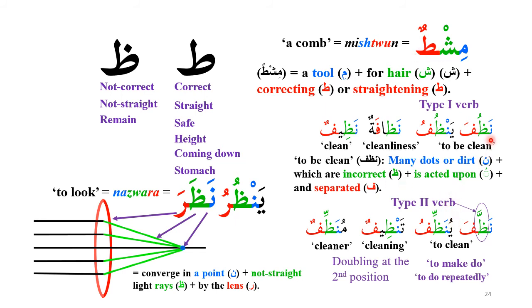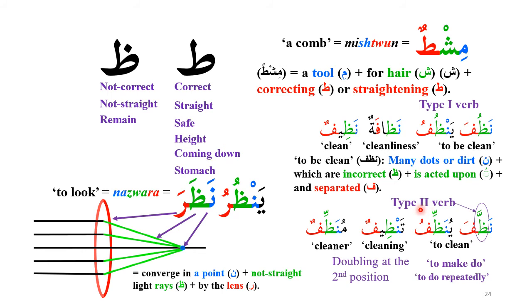You see, nazufa yanzufu means to be clean, and nazzafa means to clean. Nazzafa. So tanzif means cleaning, right? Munazzif means a cleaner, right? And then you see here noon, zwa, and fa. So how does it make it? So see, noon means many dots, or the dart, and zwa means incorrect, and fa is separate. So you separate the incorrect things, which is called cleaning, right?